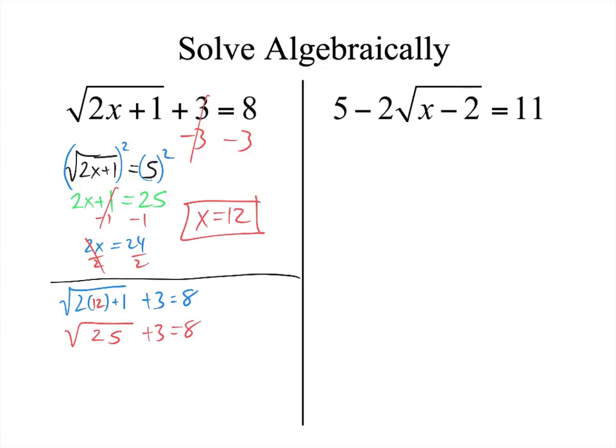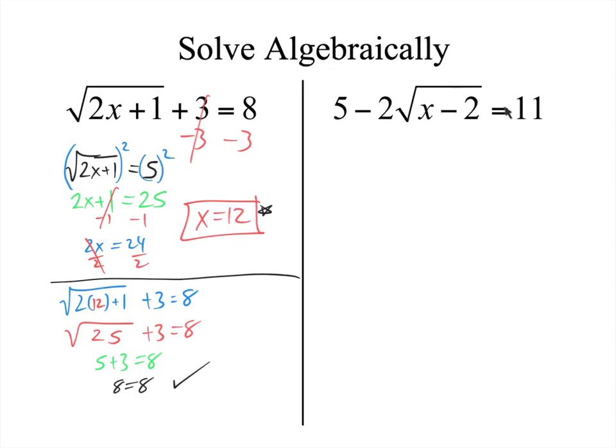All right, so the square root of 25 plus 3, does that equal 8? Well, the square root of 25 is 5. Is 5 plus 3 equal to 8? Yes, it is. 8 equals 8. Yes, we checked it. Yes, 12 works. We are good. That is a correct answer.